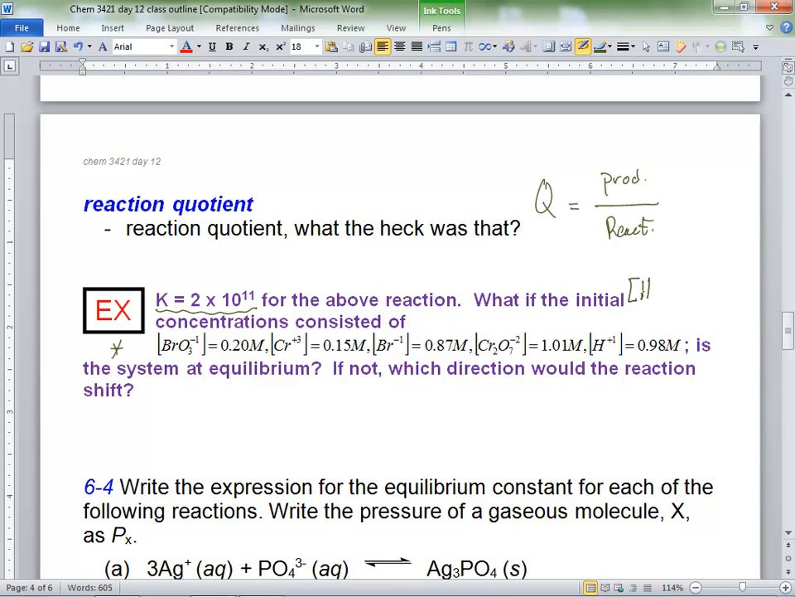I'll add one here to see if I can confuse you. The concentration of water is 55.4 molar. That is the concentration of water. But are you going to use it? Better not. Exactly.